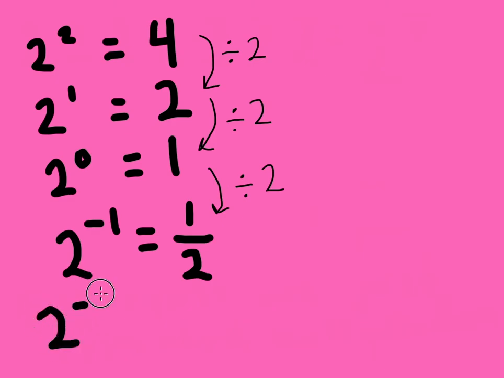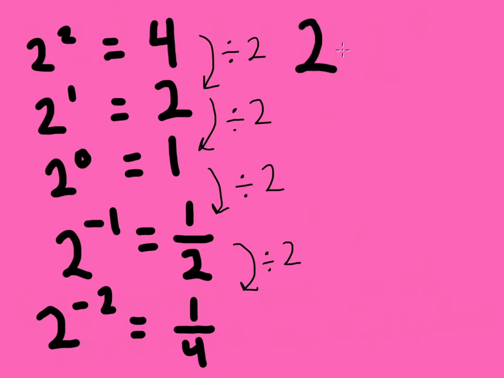Now we could take that a step further. Indeed, we could take it as many steps further as we want, but right now let's take it to 2 to the negative 2 power. And so we're just going to divide 1/2 by 2, and that's going to give us 1/4. 1/2 divided up into 2 parts. Each of those parts is going to be 1/4 in size.